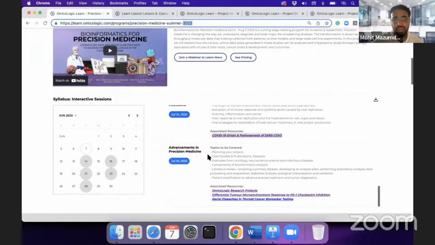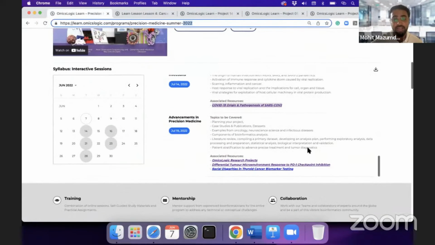So after July 14th, we have July 19th, which is the final session, where we are going to discuss how all of this information makes sense for you to work on your own project. Different case studies, putting together a logic from developing an introduction to developing a research question and finding results, and then validating it and trying to work on a research project. So advancements in precision medicine, areas and opportunities, and this includes the opportunities which we are sharing regularly on our social media handles.